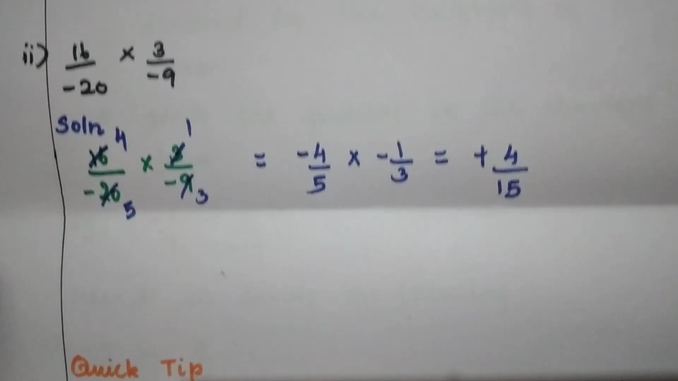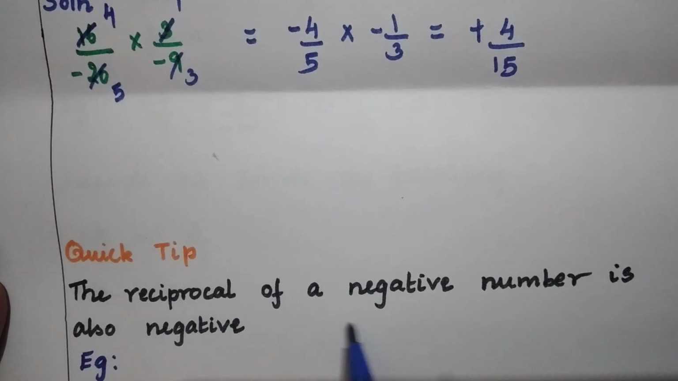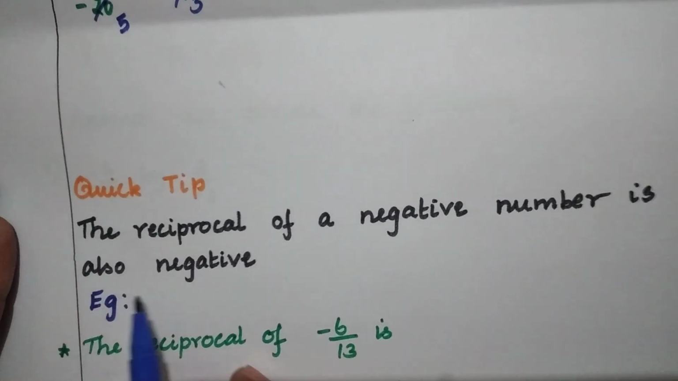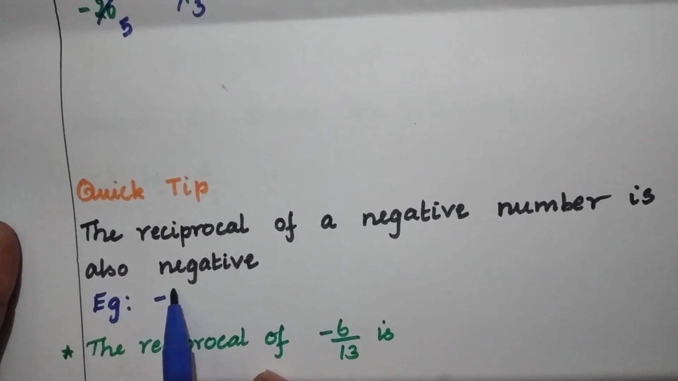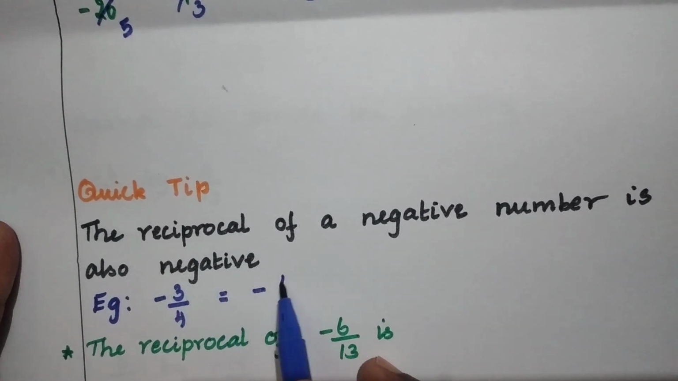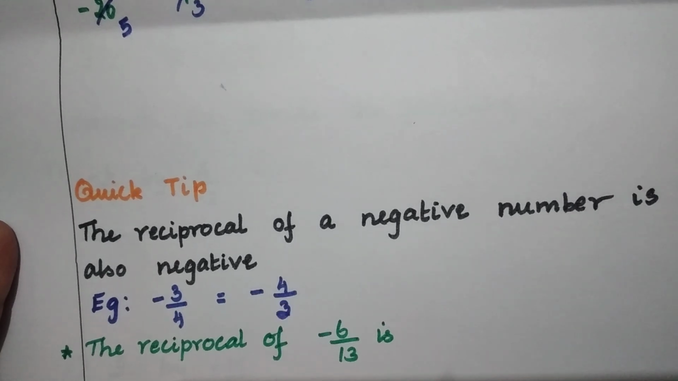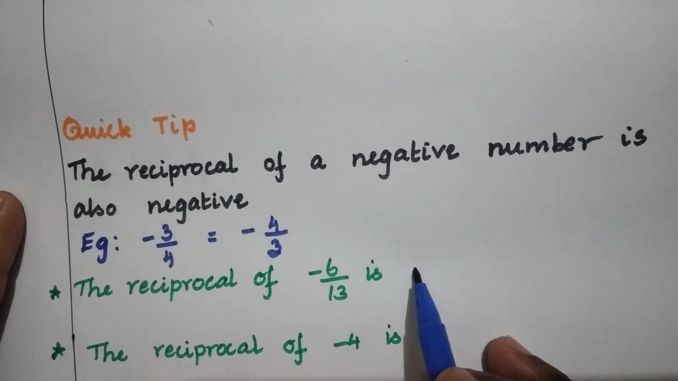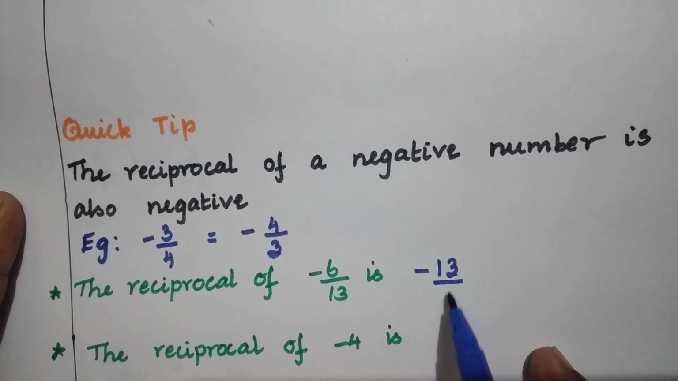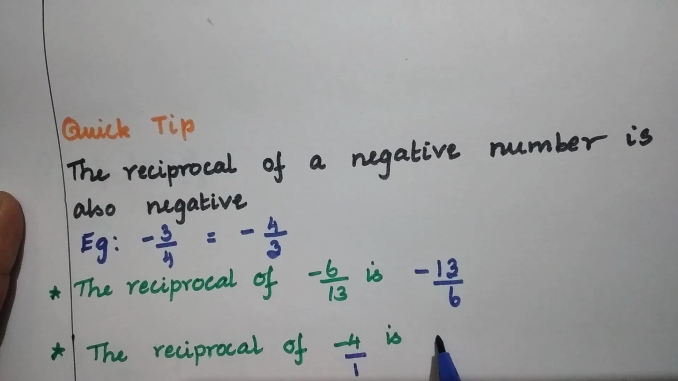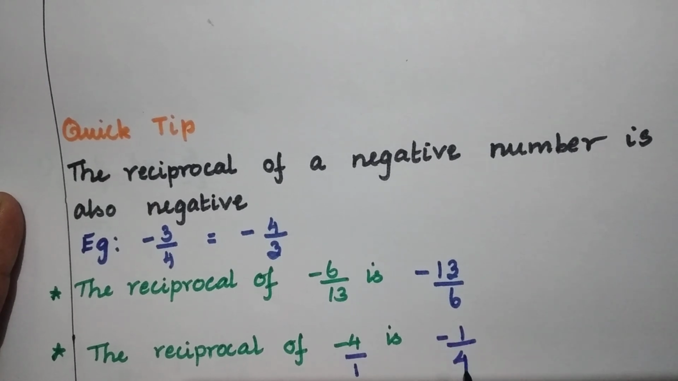So let us have a quick tip. The reciprocal of a negative number is also negative. The reciprocal of the number minus 3 by 4 is equal to minus 4 by 3. The reciprocal of minus 6 by 13 is minus 13 by 6. The reciprocal of minus 4 is, this is minus 4 by 1. So you have to write it as minus 1 by 4.